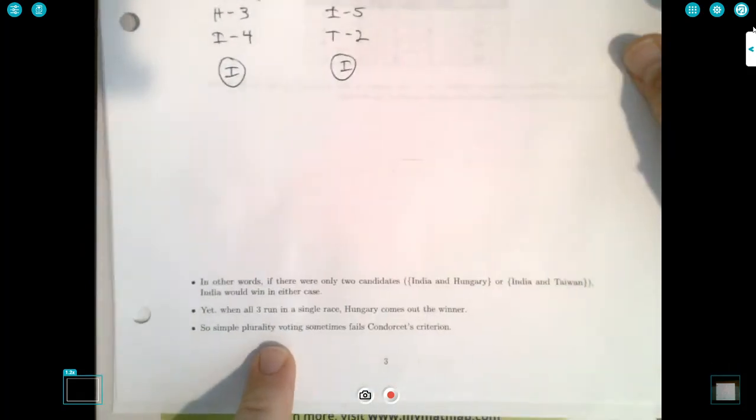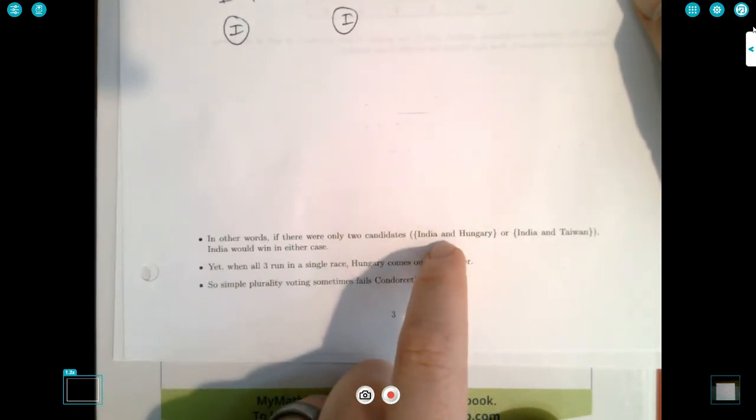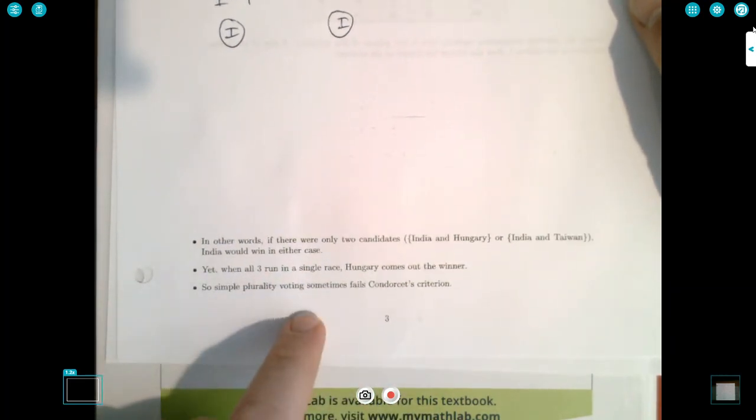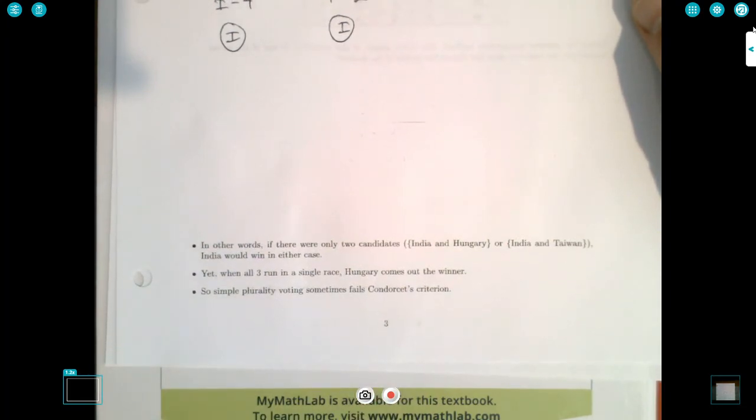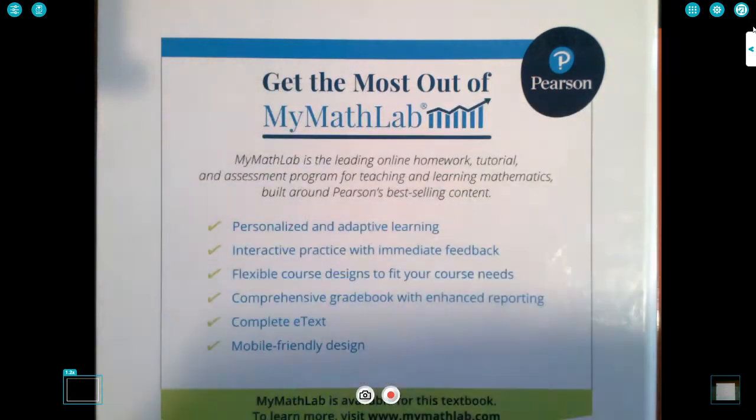So in other words, if there were only 2 candidates, in either India and Hungary or India and Taiwan, then India would win in either case. Yet when all 3 of them run in a single race, Hungary comes out as the winner. And so the simple plurality voting sometimes fails Condorcet's criterion. Okay? All right.